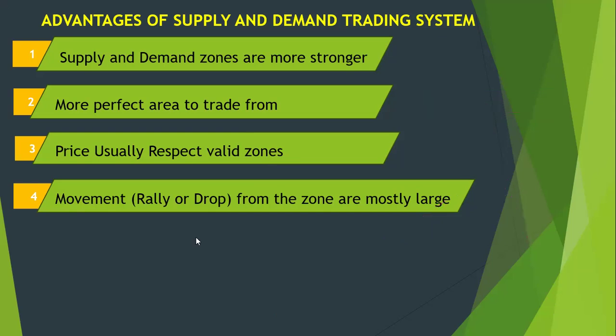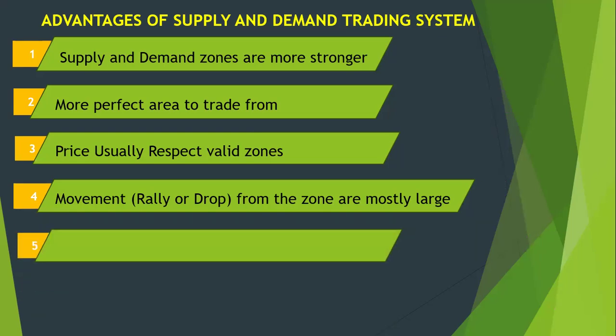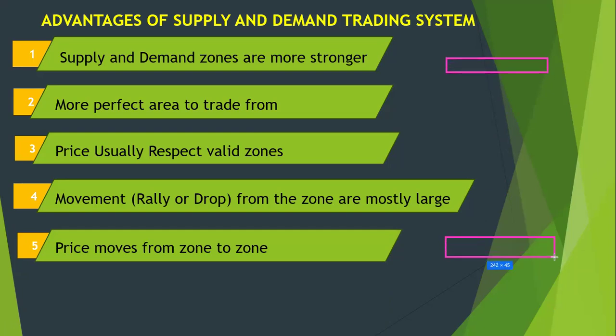So the next one: price moves from zone to zone. One of the things that delights me in our trading system is this. If you have a supply zone right here and a demand zone right here, the moment price drops into this demand, we know that if there is no zone around here, once price bounces off, the next thing that is going to stop it is when this zone gets contacted. Nothing else is going to stop it. So price moves from one zone to another zone.